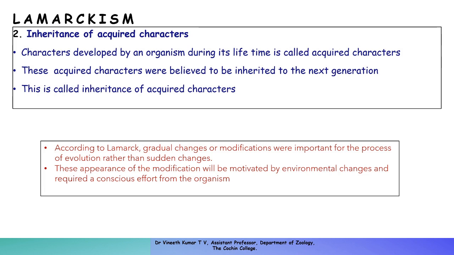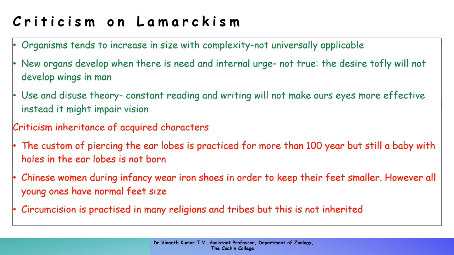So, moving on to the criticisms of Lamarckism: organisms tend to increase in size with complexity. That was the first point in the theory proposed by Lamarck, where he said that organisms usually tend to increase in size with complexity. That is not universally applicable. You can see very big animals in the lower forms also, and you can also see smaller animals in the higher forms, like smaller rodents in the mammalia.